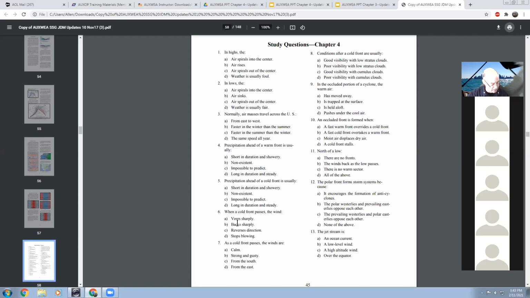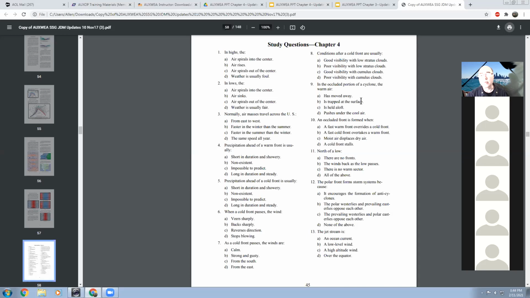Number 7, Arcia. As a cold front passes, the winds are strong and gusty, B. Well done, correct. Bill Vahey, number 8, conditions after a cold front are usually good visibility with cumulus clouds. C is correct. Well done, Bill. Chris Strawman, number 9, in the occluded portion of a cyclone, the warm air is held aloft, C. Correct.